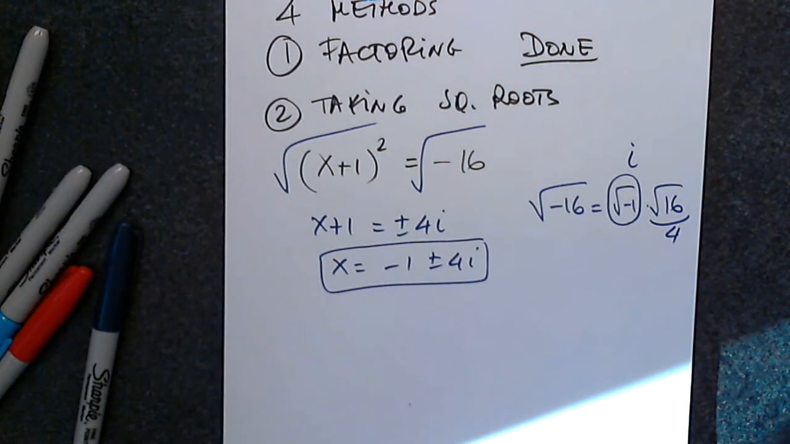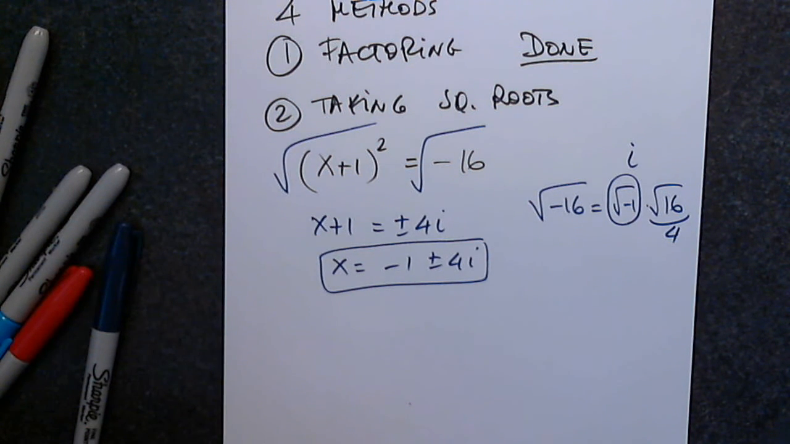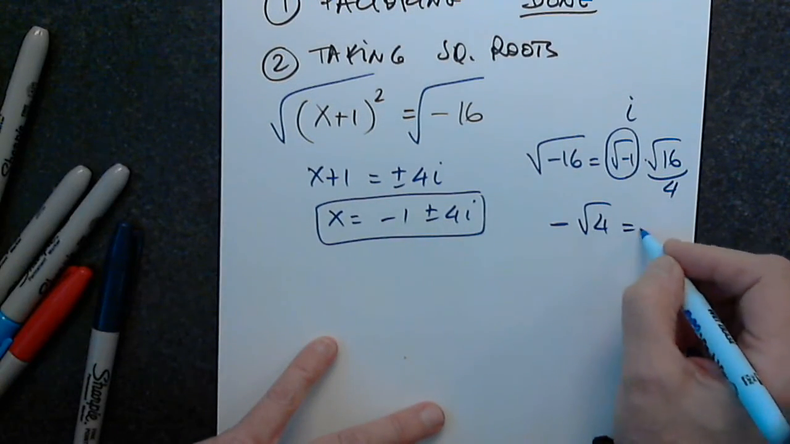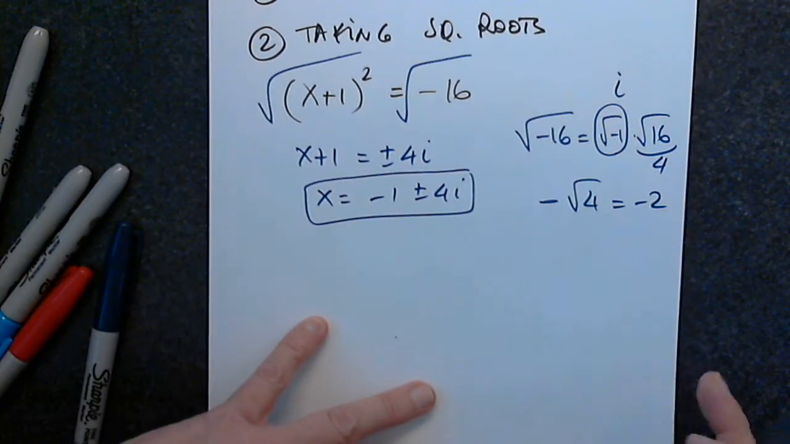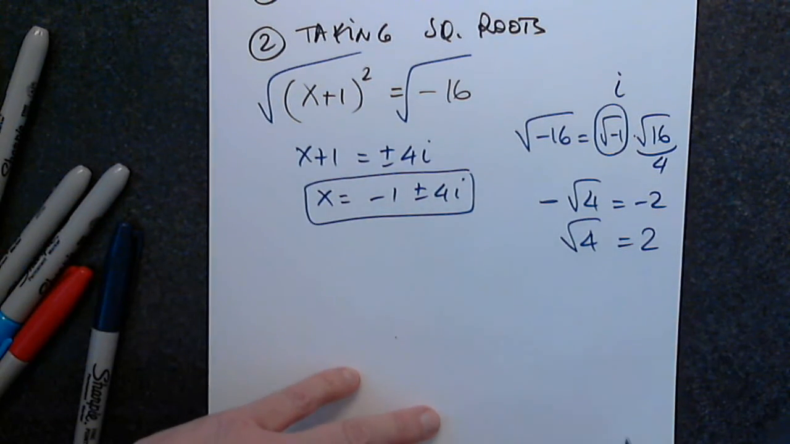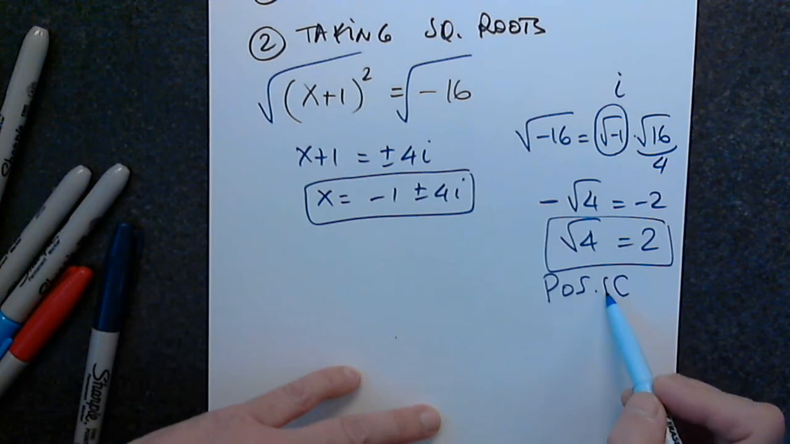Wait, explain the i again. It's the square root of negative 1. Okay. So what about when the negative is outside of the square root? It's a different story. Perfect question. So negative the square root of 4 is indeed negative 2. But the square root of 4 is only 2. So this one is called the positive square root.